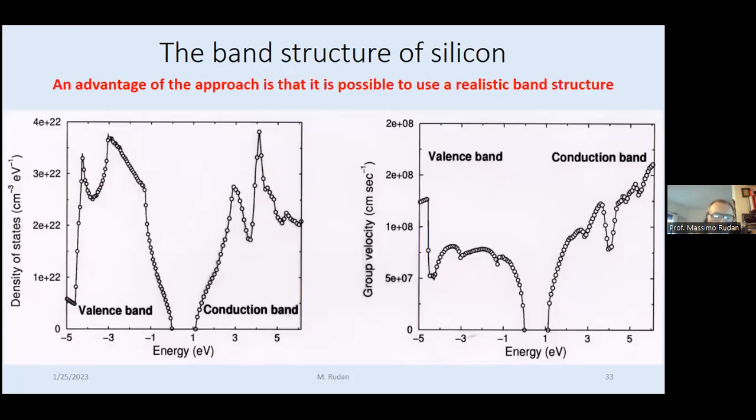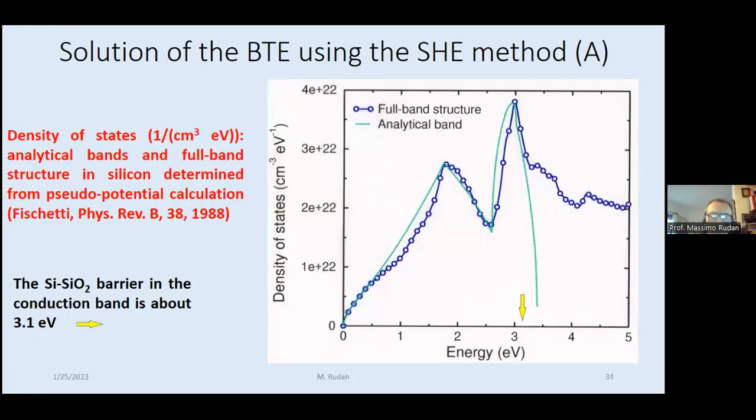This is for silicon. One of the relevant aspects of the method is that we can use the full band structure of the semiconductor, using actually the density of states that is visible for silicon in the left part of the figure and the group velocity that is shown in the right part of the figure. A cheaper solution could be based on an analytical approximation of the bands that is shown, for instance, by the green line in the figure. In any case, the analytical approximation must be good enough up to, for silicon, at least 3.1 electron volts, because that is the barrier between silicon and silicon dioxide.